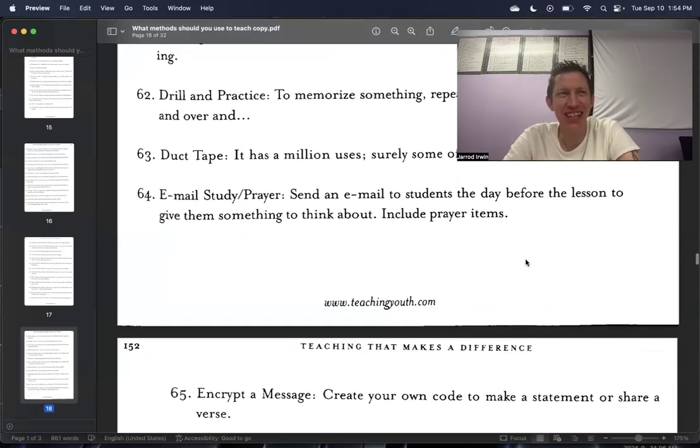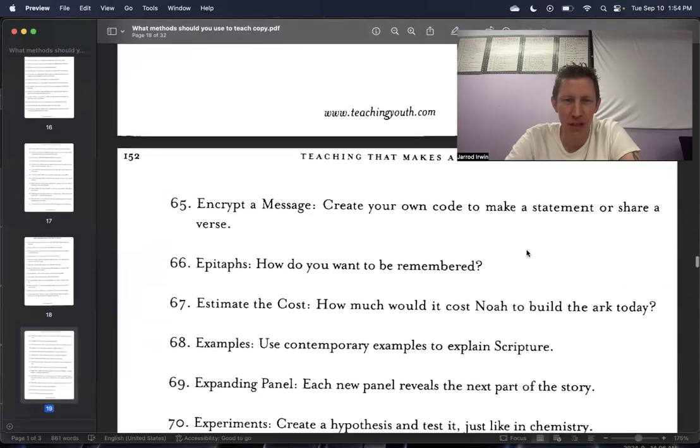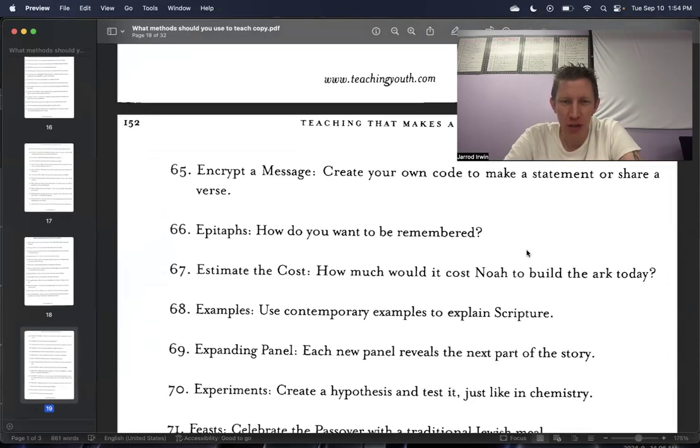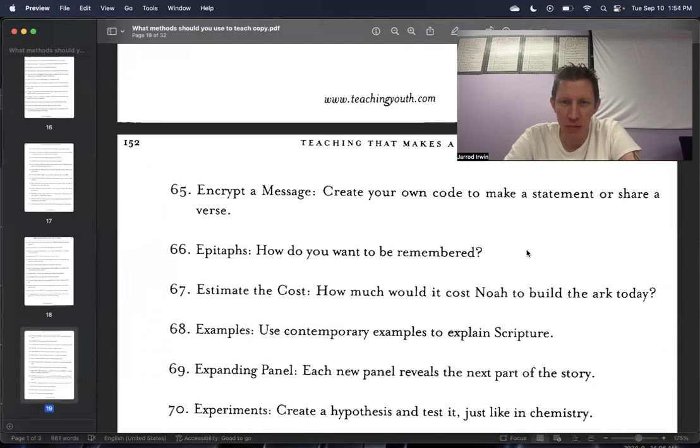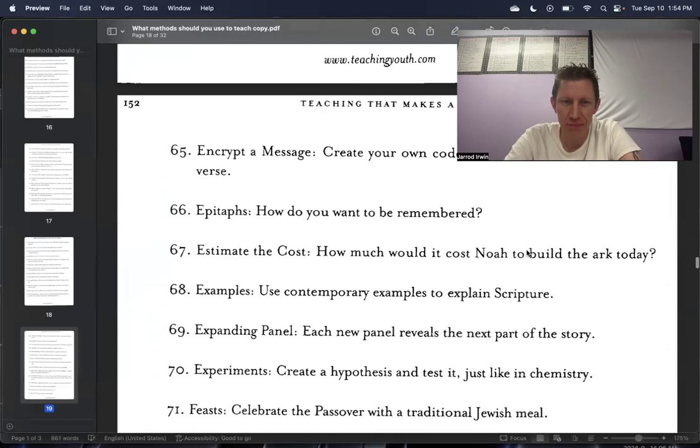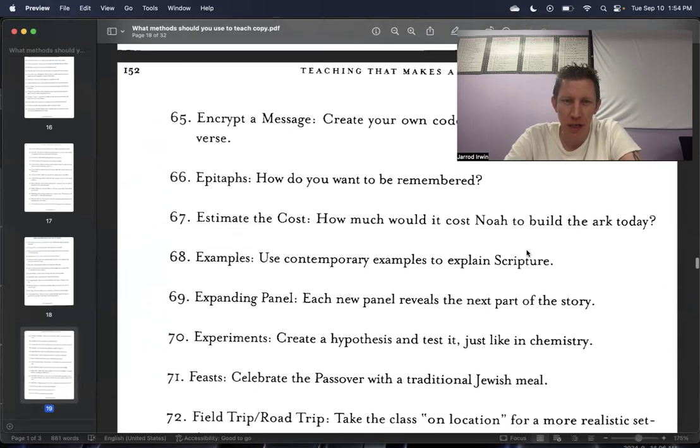See, he's kind of stretching it a little bit at times. Email study or prayer. Send an email to students the day before the lesson to give them something to think about. Include prayer items. Encrypt a message. Create your own code to make a statement or share a verse. Epitaphs. How do you want to be remembered?